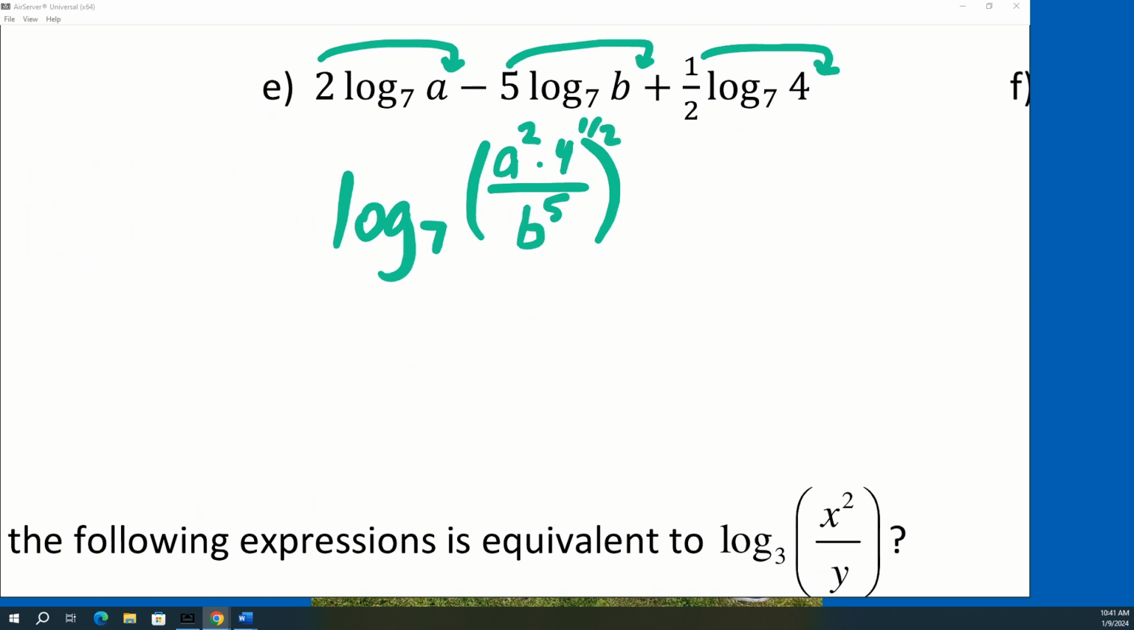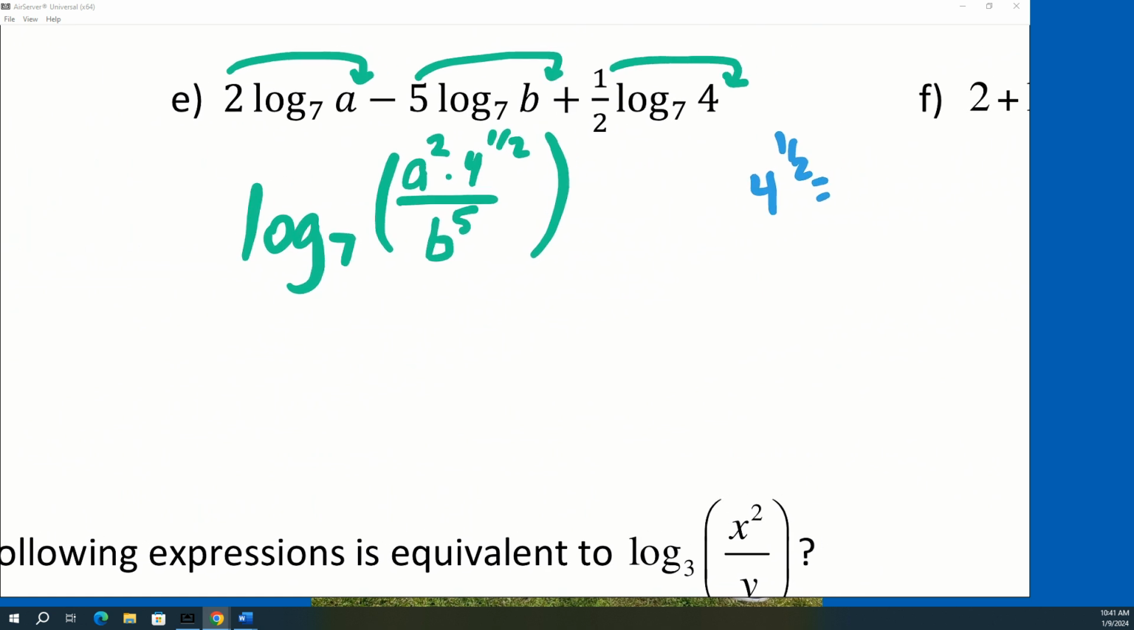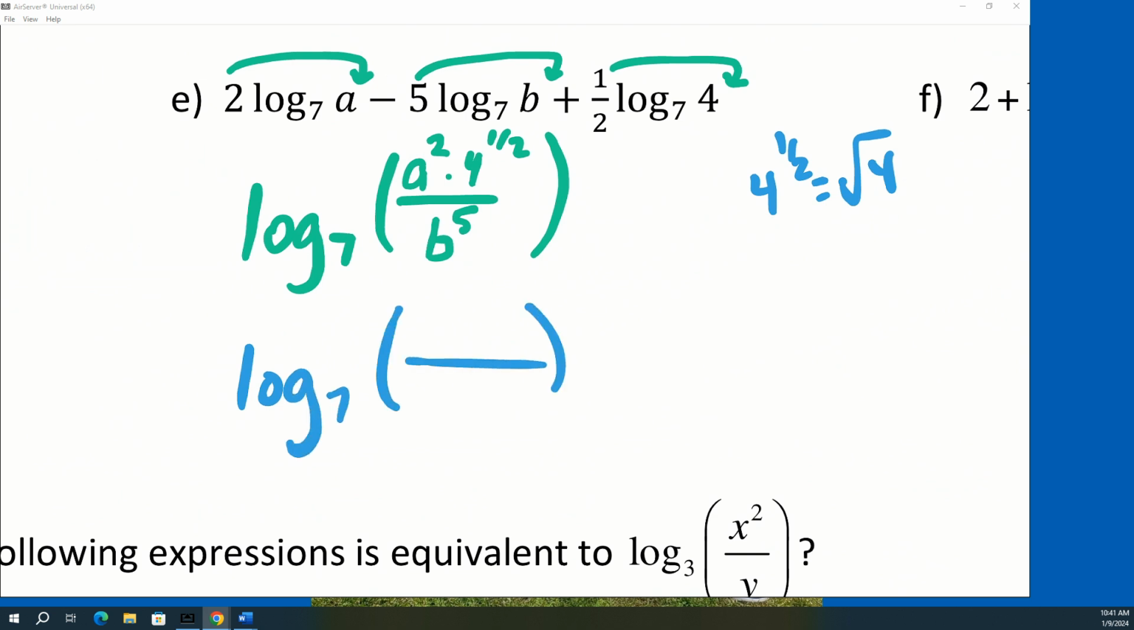Let me move this a little bit. We are not going to leave it like that though. So what does it mean to raise something to the 1/2? Square root, nice. So I'm going to rewrite this as the final answer. So that's just going to be 2a squared in the numerator and b to the 5th in the denominator.